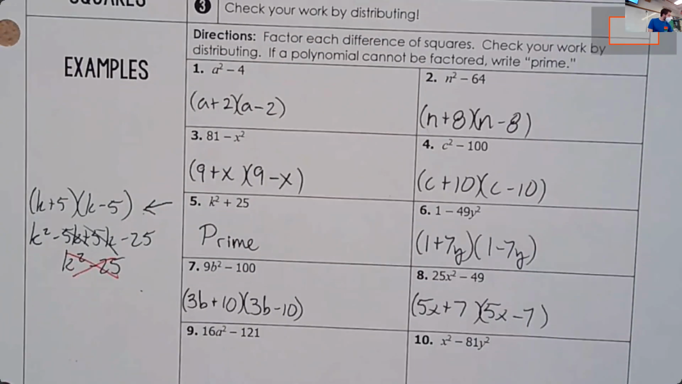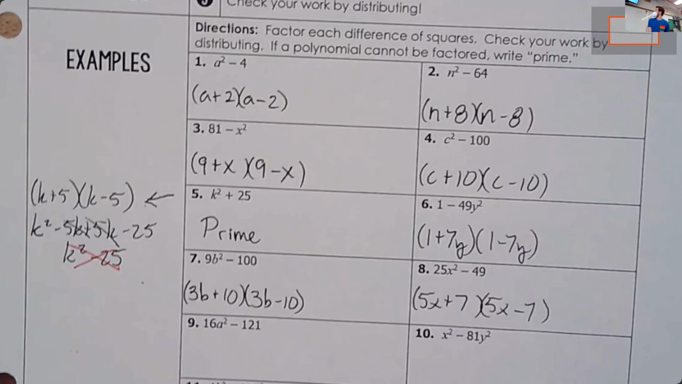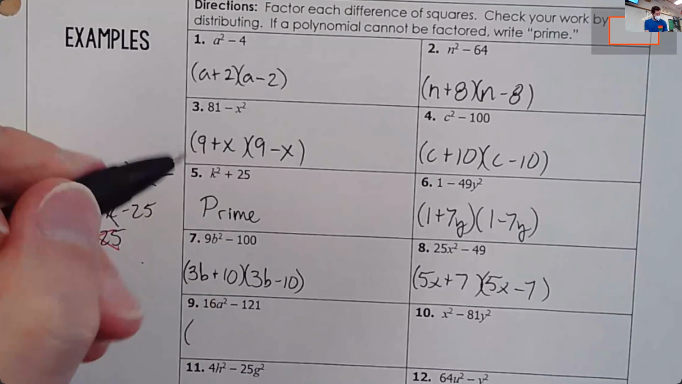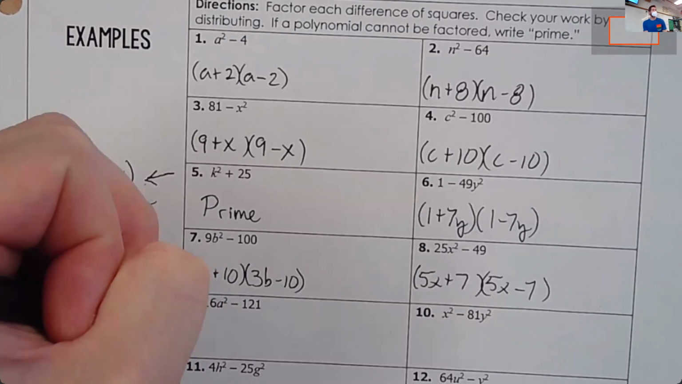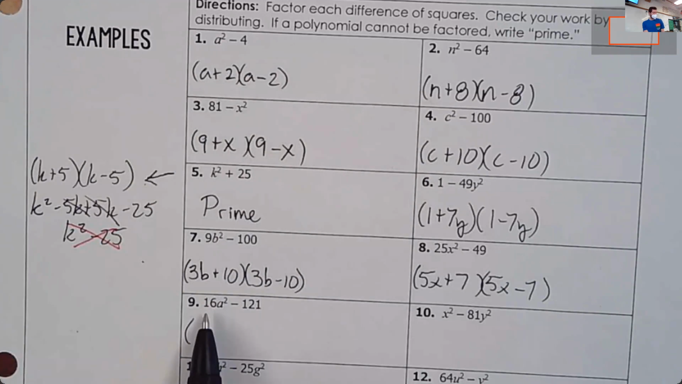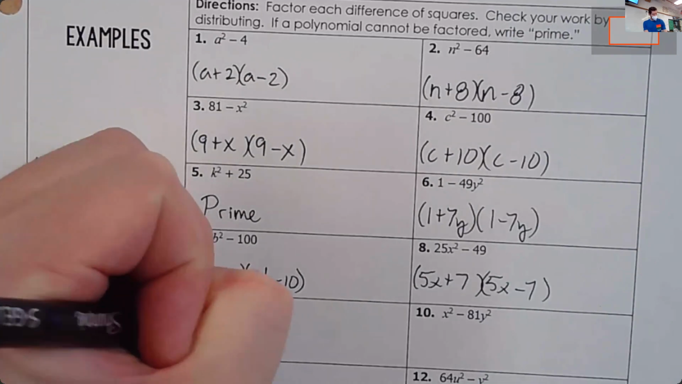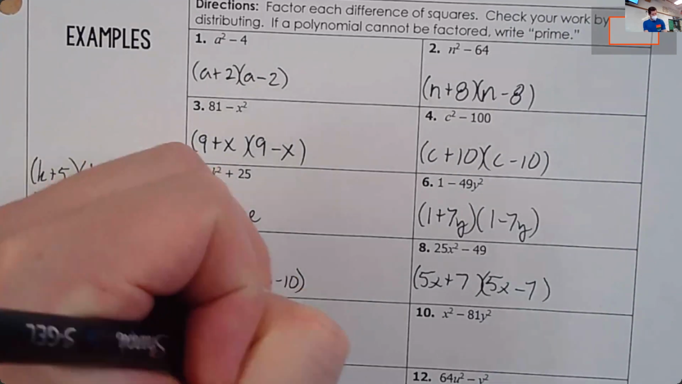So problem number 9, Saul, what do you have for number 9? Yeah, 4A. Okay, so for number 9, let's go with 4A, because 4 times 4 would be the 16. So 4A, and then I like the 11, plus 11, and then 4A minus 11. Awesome, nice job.